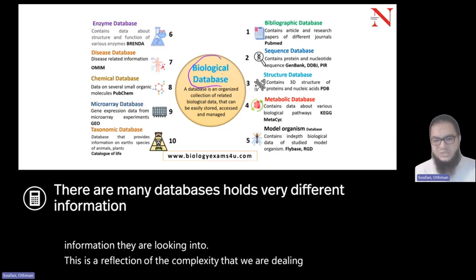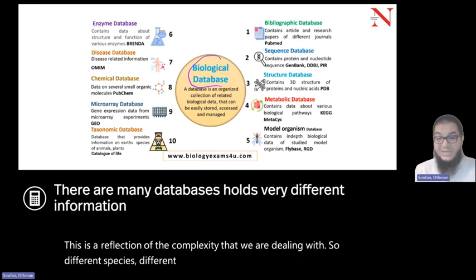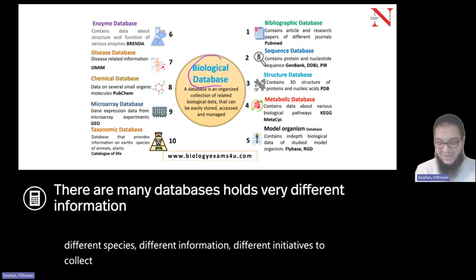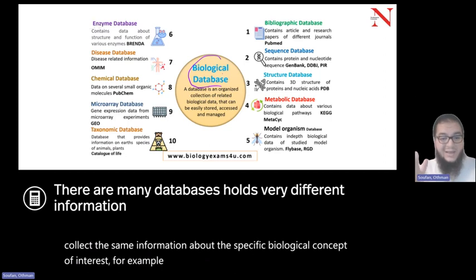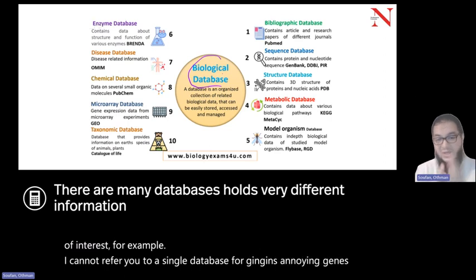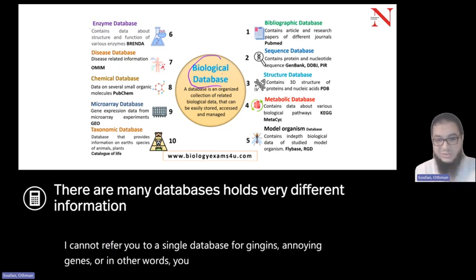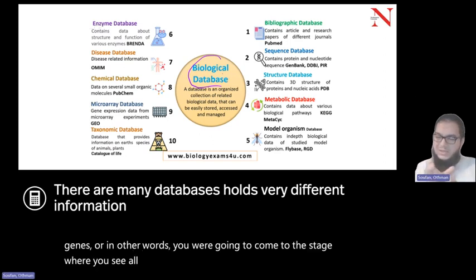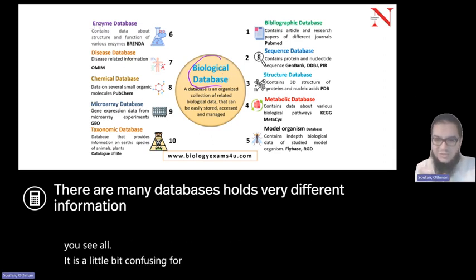So different species, different information, different initiatives to collect the same information about the specific biological concept of interest. For example, I cannot refer you to a single database for genes. Or in other words, we're going to come to the stage where you see, oh, it is a little bit confusing. For that specific gene, we have one ID, another ID, and a third ID.